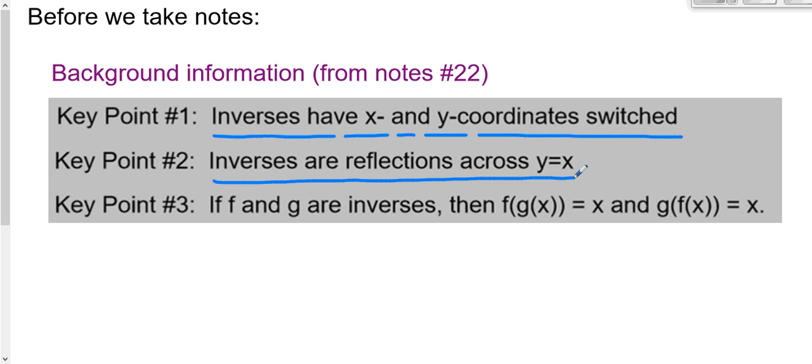When we say that they have x and y coordinates switched, that can extend to the idea that they have domain and range switched. So the domain of one function is the range of its inverse, and the range of a function is the domain of its inverse. That's going to be important as we learn new information today.